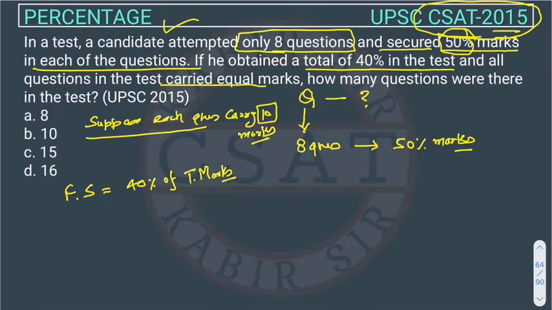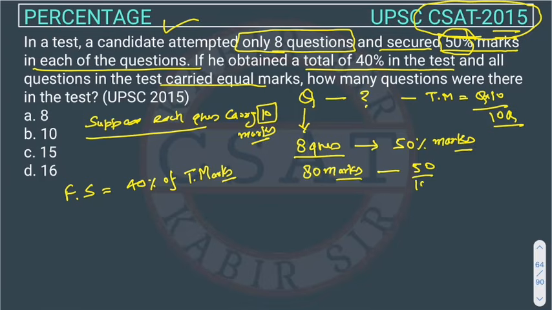So there are Q questions, so the total marks will be Q into 10. I hope there is no issue till here. So it will be 10Q. And how much marks will he get? He attempted 8 questions, so he attempted for 80 marks, 8 into 10, but he is getting only 50%. So the 50% of 80 will be 40. So he got 40 marks.